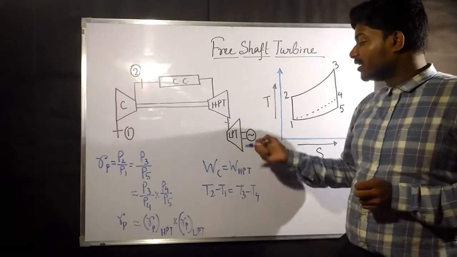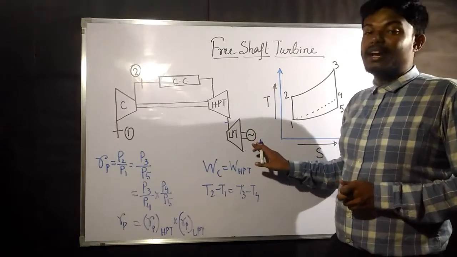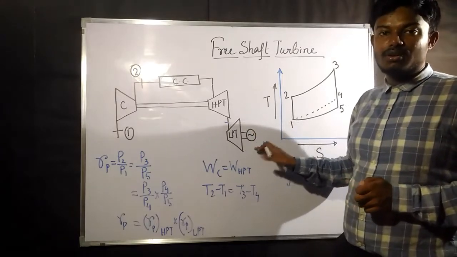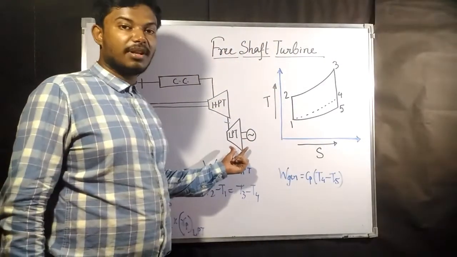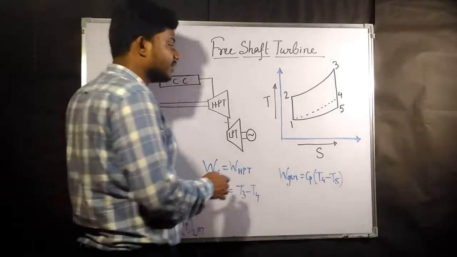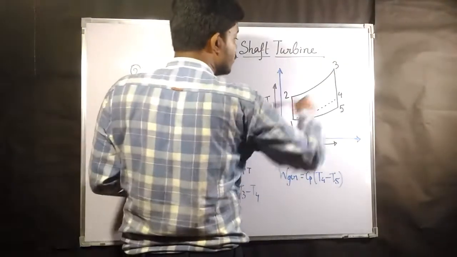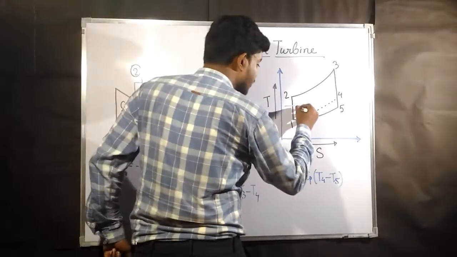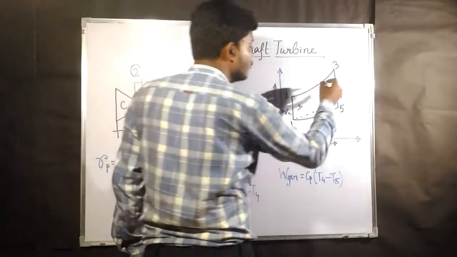Whatever the remaining pressure ratio is there is going to help us to get the work W generation. The amount of work we are going to get is from the low pressure turbine. Now this is the TS diagram. In the TS diagram, what happens? 1 to 2 is going to be compression, and 3 to 4. So this is the work given to the compressor.